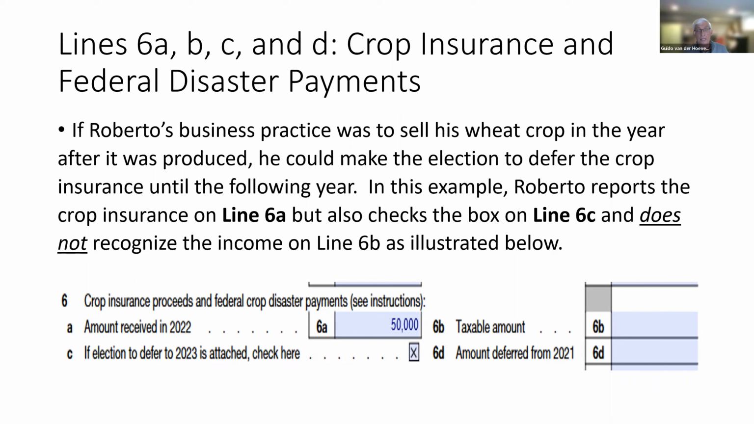And here's where I'm looking at the example: if his business practice was to sell the wheat crop in the year after it was produced, he can make that election to defer that crop insurance. Same $50,000, he's going to report it on line 6A because he does have that 1099 miscellaneous he has to deal with. And he needs to report that. Otherwise, he's going to get some communication from IRS saying, hey, we have a 1099 of $50,000. We don't see it reported on your return. And if it's crop insurance, they're going to be looking at 6A or 6B. Notice that box C is ticked, that we made the election to defer, and we tick it right there.